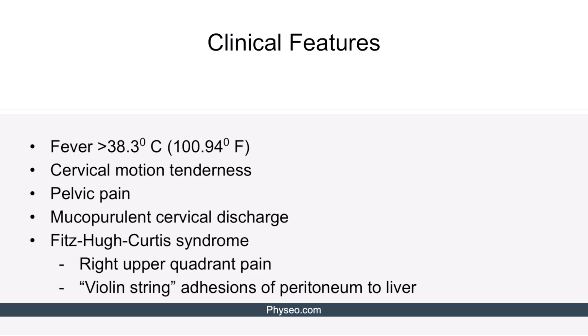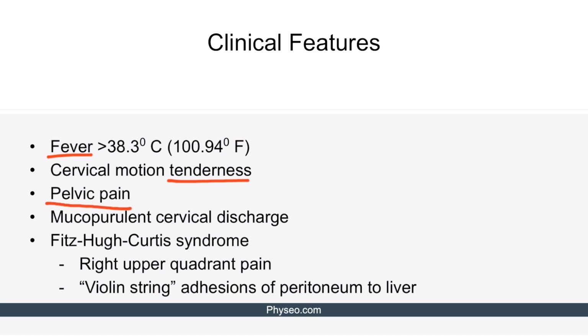Okay, moving on, now let's discuss the clinical features of PID. Fever greater than 38.3 degrees Celsius is one of the most common symptoms. Another characteristic finding is cervical motion tenderness. This is when a female experiences very severe abrupt pain when the cervix is palpated with a finger. This finding is sometimes referred to as a chandelier sign due to the abrupt nature of the pain.